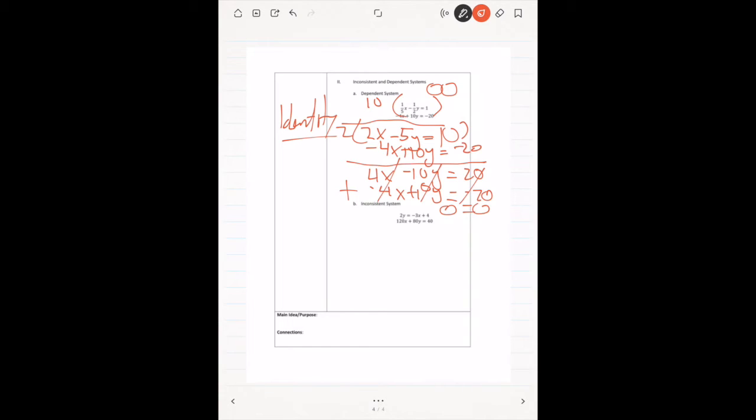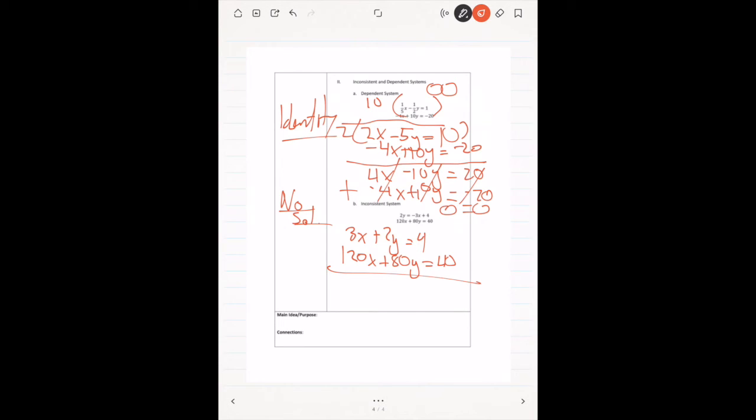Okay, now let's look at an inconsistent system. Remember, an inconsistent system has no solution. That was the important thing with an inconsistent system. If I'm looking at this system right here, I notice right away that my variables aren't lined up. I've got to get them on the same side of the equation. So I'm going to move this negative 3 to the other side. So I have 3x plus 2y equals 4. And the other equation is 120x plus 80y equals 40. I totally just wrote 8 instead of 80. There we go.